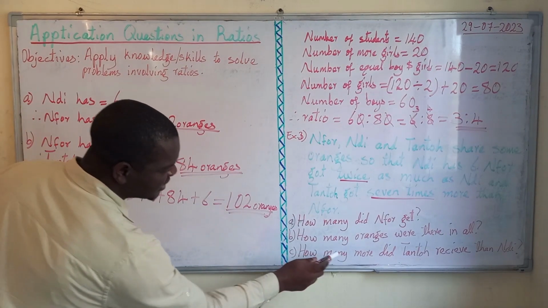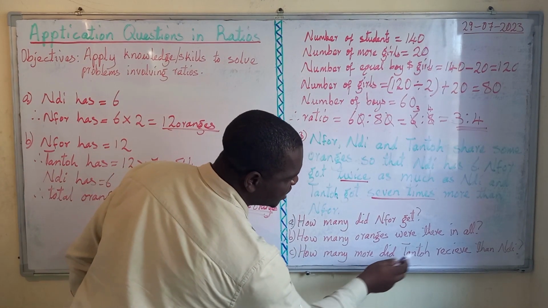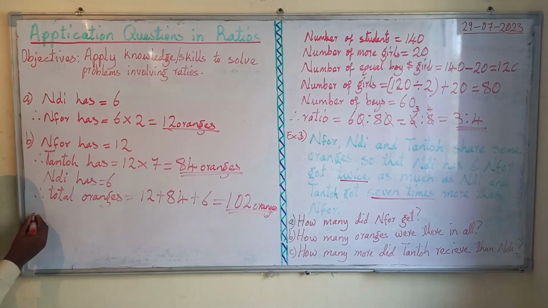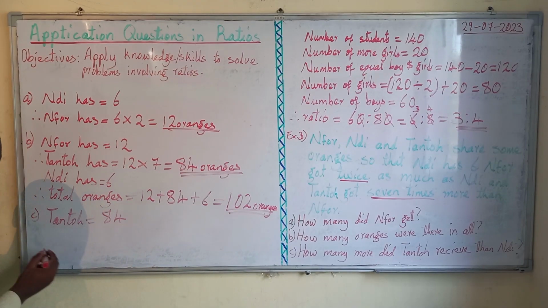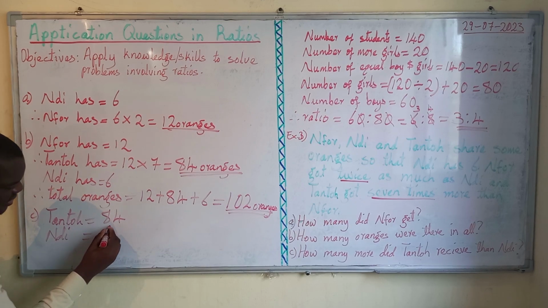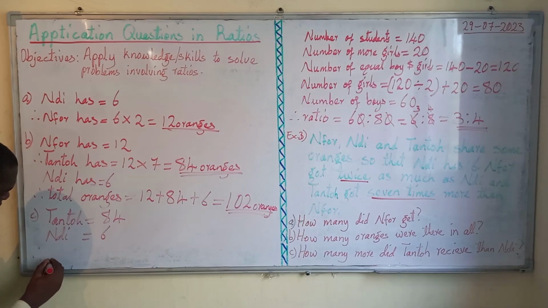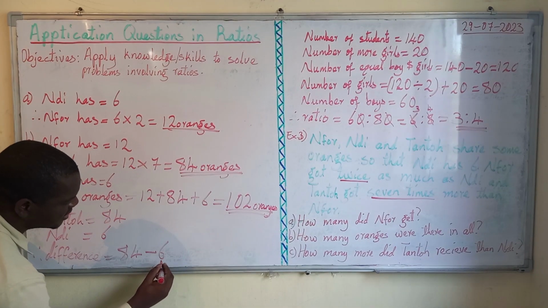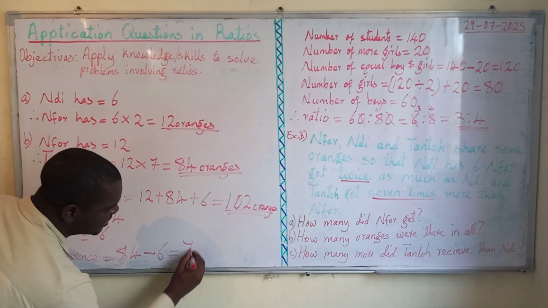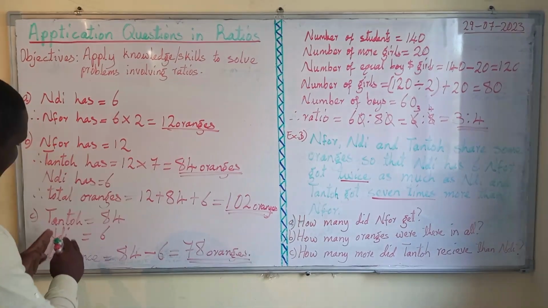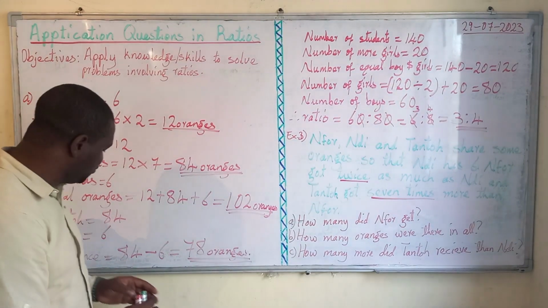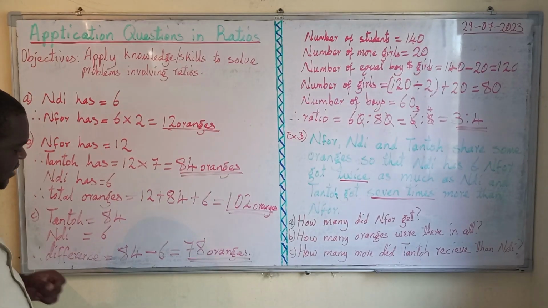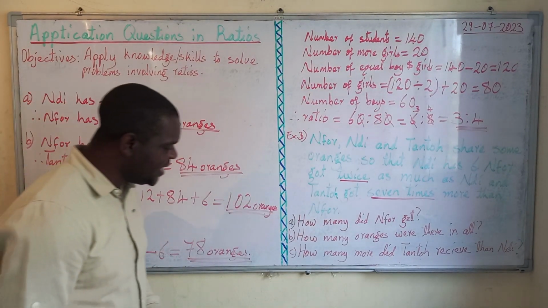Now let's move to the last aspect. How many more did Tanto receive than Ndi? C. Let's identify for Tanto, which is 84, and for Ndi, which is 6. Therefore, difference will be equal to 84 minus 6, which is going to give 78 oranges. So if you want to find the difference between Tanto and Ndi's shares, you're going to have 78 oranges.